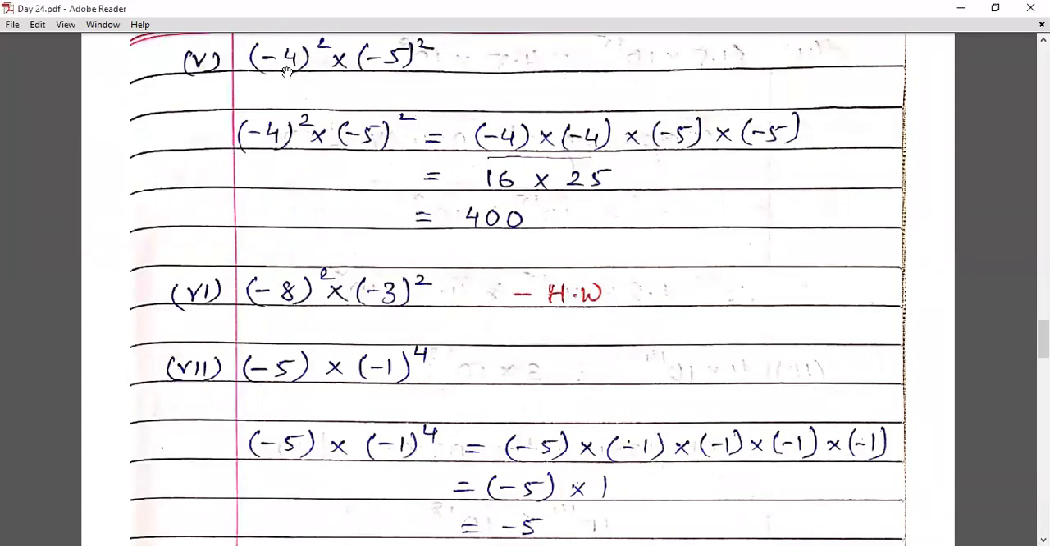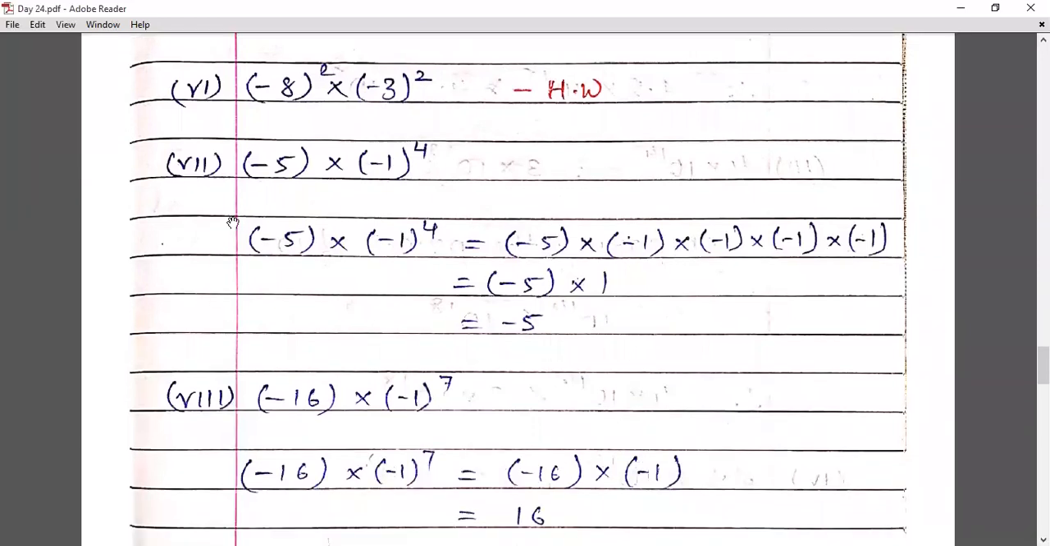Part 5 is minus 4 raised to 2 into minus 5 raised to 2. On expansion, I will have minus 4 into minus 4 into minus 5 into minus 5. 4 fours are 16. Minus minus will give you plus. So minus 4 into minus 4 will be 16. Minus 5 into minus 5 will give you plus 25. 16 into 25 will be 400. Try to solve part 6.